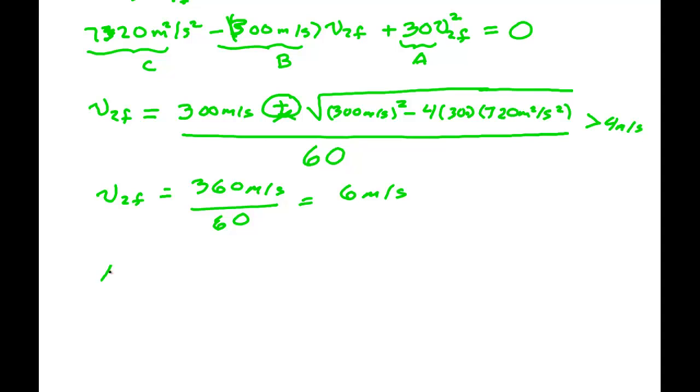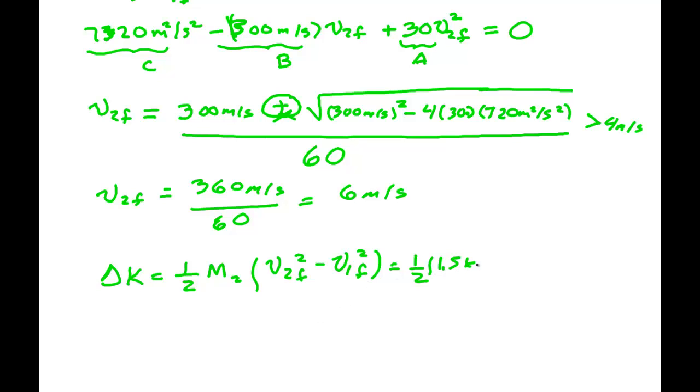Now, it asked for the change in kinetic energy. Well, the change in kinetic energy is 1/2 times the mass, which is m2, times v2f squared minus v1f squared. So that's 1/2, and then we need to know the mass of the object, which was 1.5 kilograms. We have 6 meters per second, which we're going to square, which is 36, and we're going to subtract from that 4 meters per second squared, which is 16. 36 minus 16 is 20.